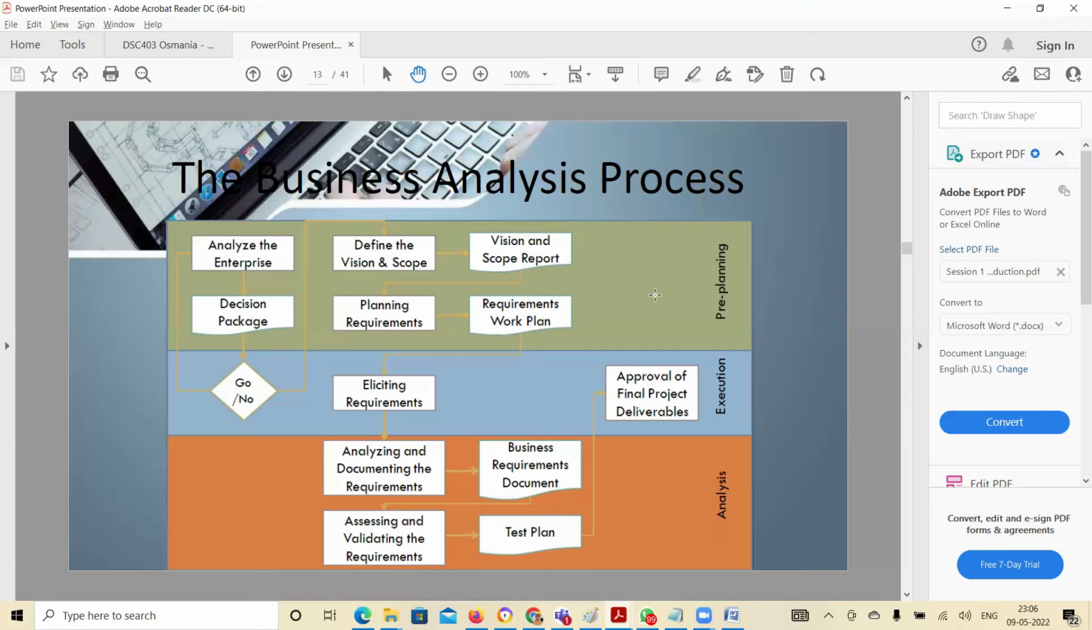No. Then the third step is called planning requirements.